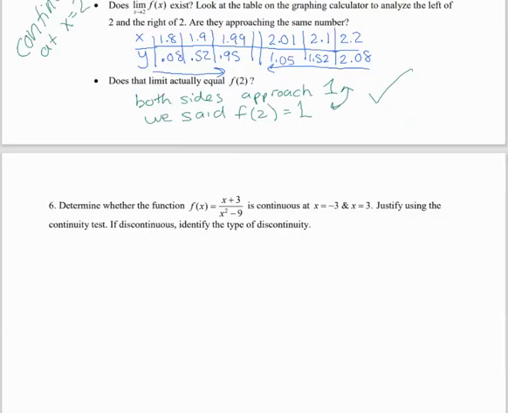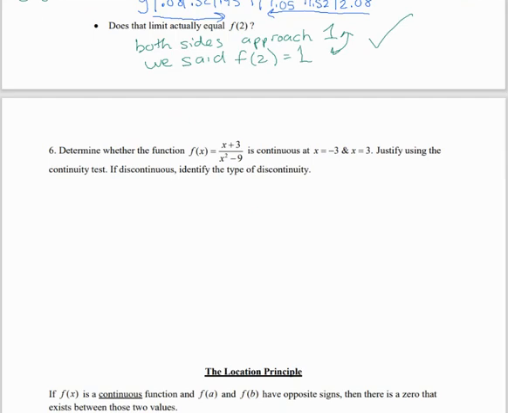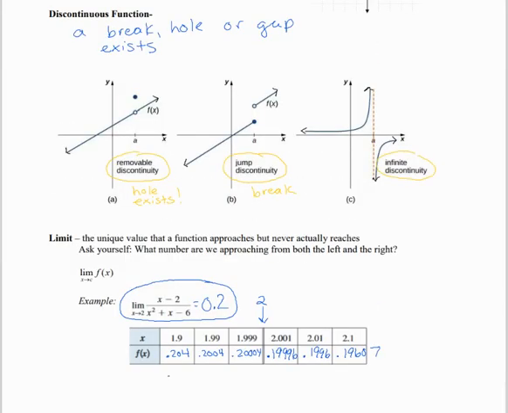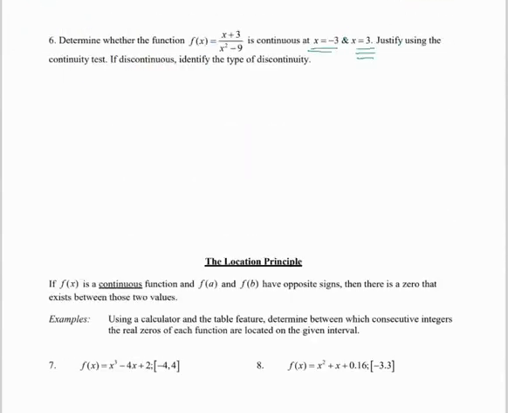Okay, the next one is for you to try. There are 2 parts to this. First, test: is it continuous at x equals -3? And then test to see if it's continuous at x equals 3. If it's not continuous, where we get some undefined spots, then ask yourself, what type of discontinuity is it? Is it removable? Is it a jump? Or is it infinite?